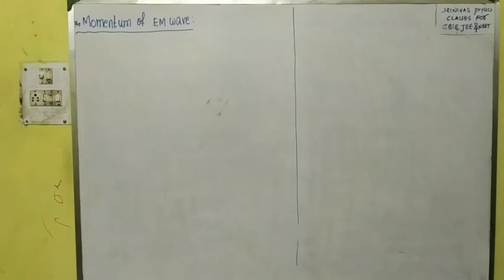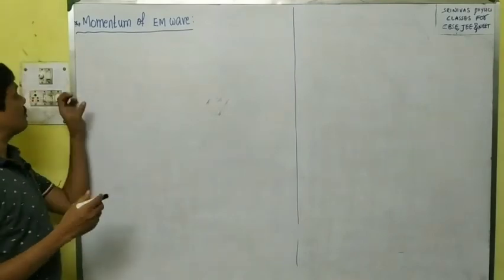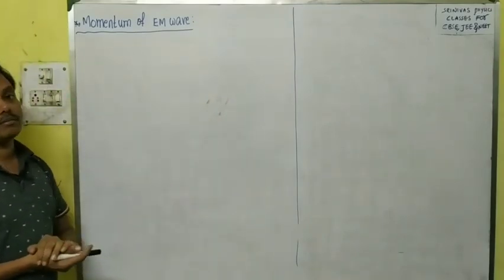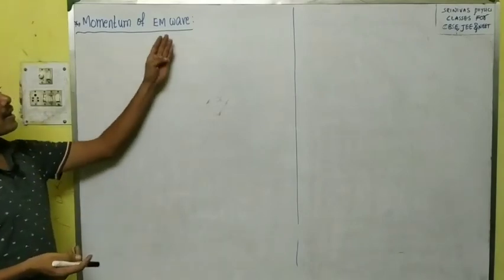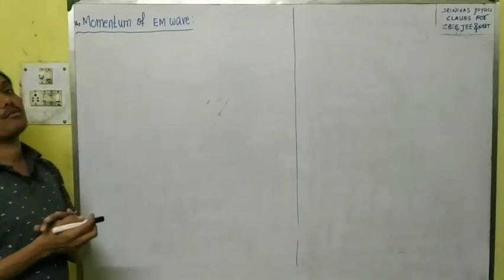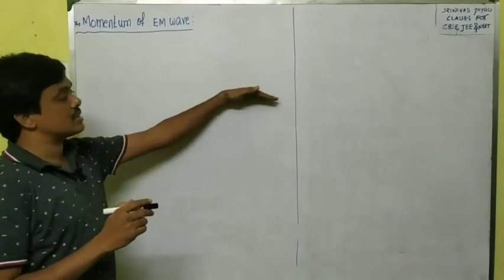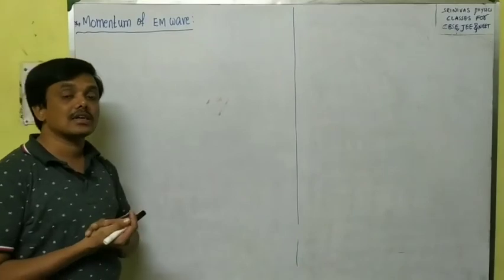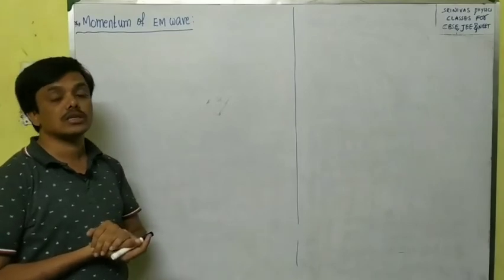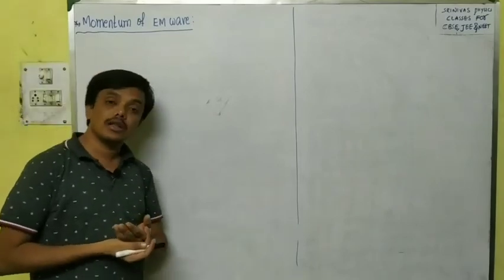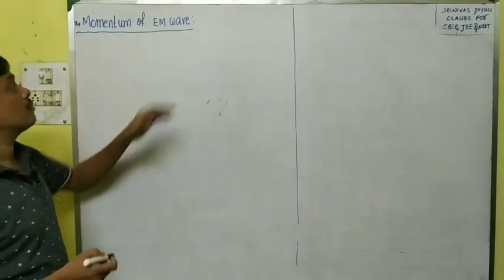Next topic I am going to explain: what is the momentum of EM wave. Momentum means if any object moves with certain velocity, that object has momentum. That momentum is the product of mass and velocity. But electromagnetic wave is radiation, and this radiation also has momentum. When the electromagnetic wave is incident on a certain surface, it can transfer certain momentum to that object, and it can apply force and pressure on the object. Now, what is the momentum of EM wave? That I am going to find out.